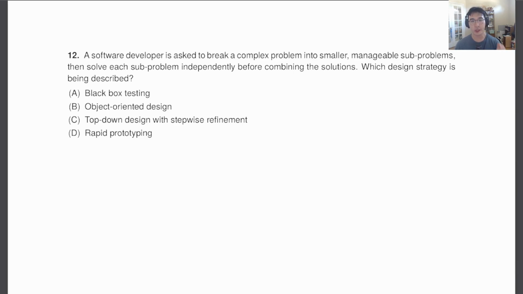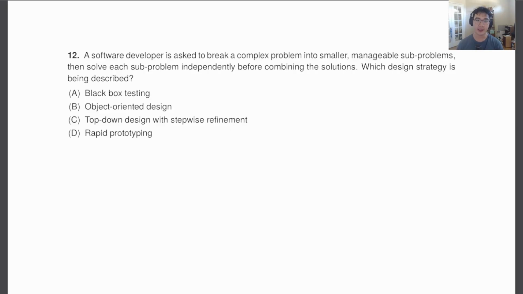Now, there are 4 terms that you should be familiar with before entering the exam. A, black box testing. Think of it like you have a black box. You don't know what goes on in this box. You can put things in, input, and you observe the output, but you don't know what actually happens in the box. So this is basically testing software based only on inputs and what you see coming out, the outputs, without looking inside the code at all. That doesn't really describe what this problem is talking about.